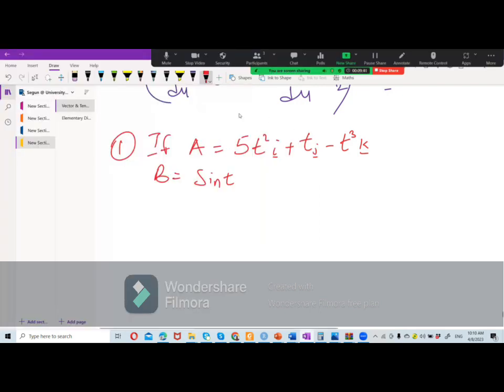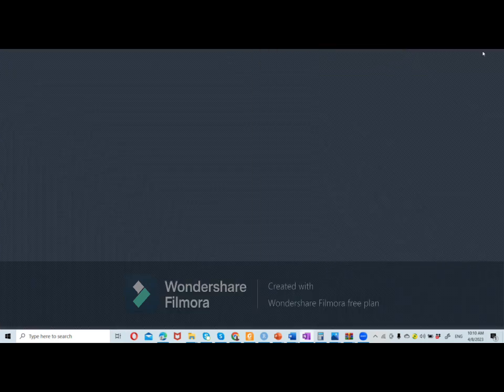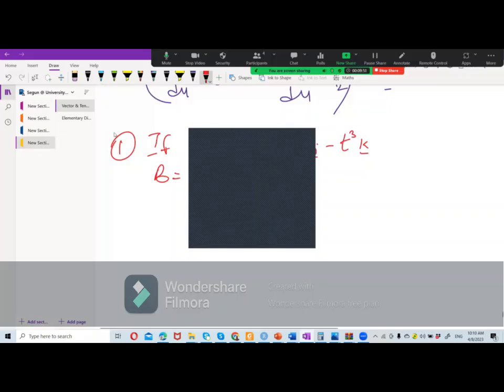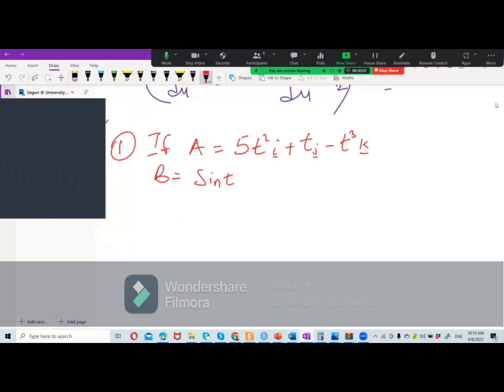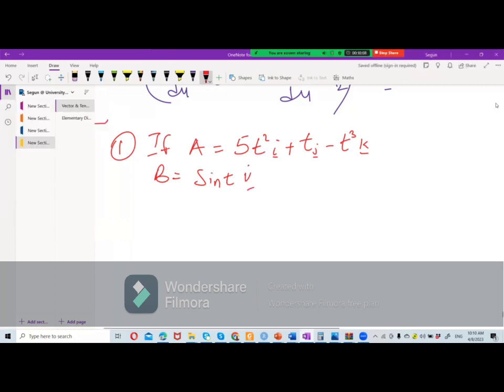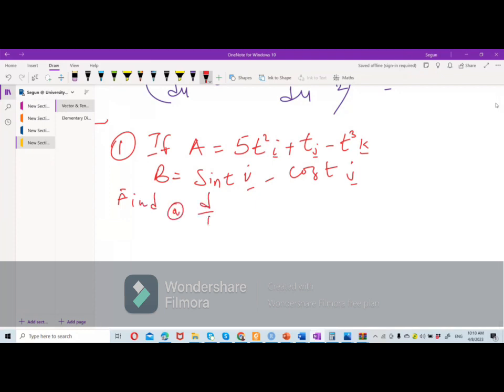sine t i minus cos tj. The question says find A, d dt of A dot B, B, d dt of A cross B, C, d dt of A dot A.